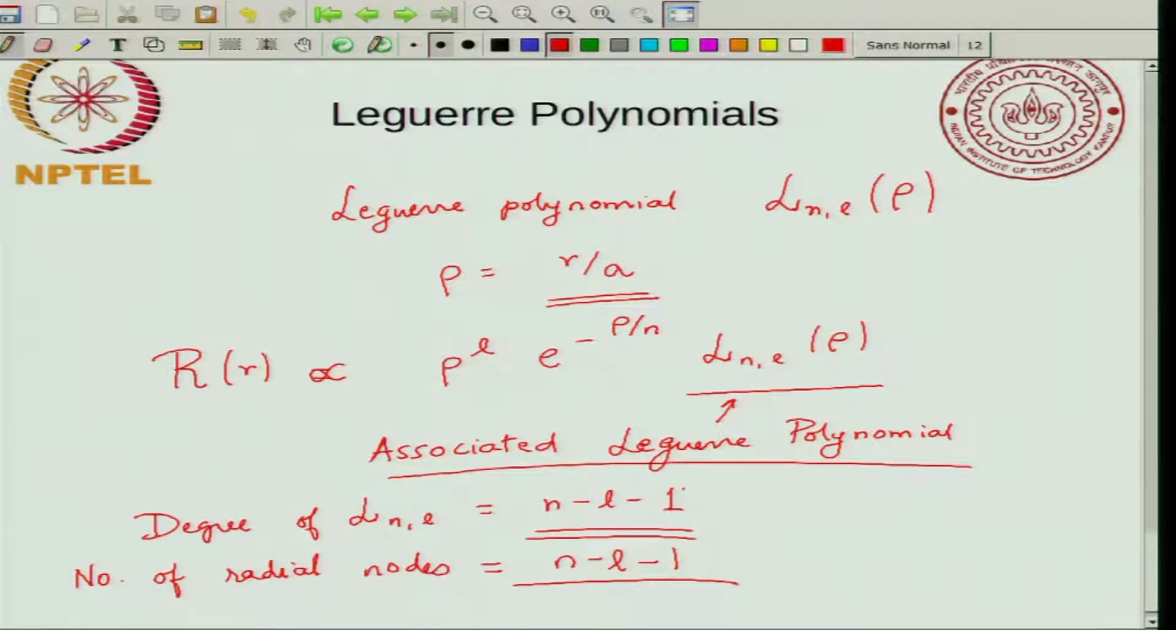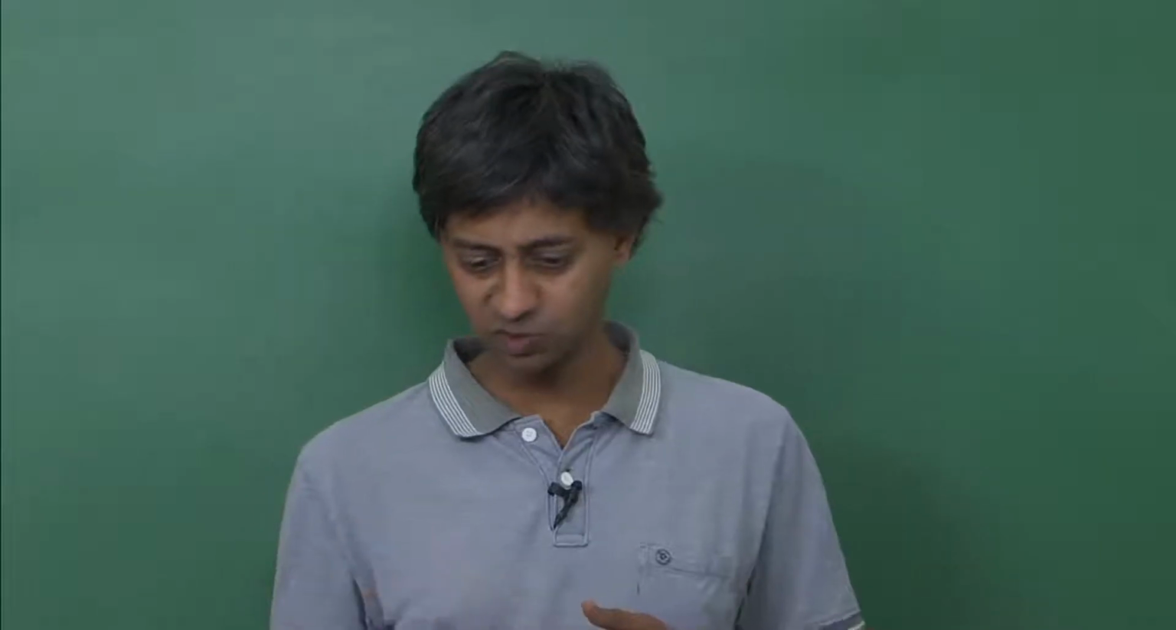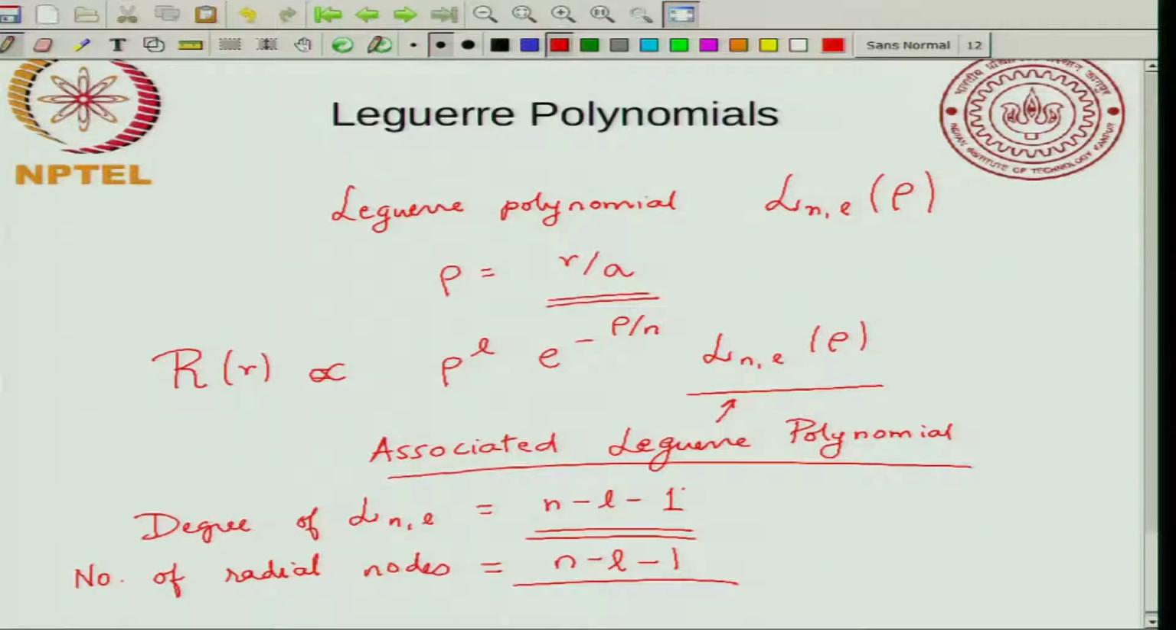This is a very useful result that you will see in your quantum mechanics courses. The other parts of R: rho raised to L goes to 0 only when rho equals 0. Similarly, e raised to minus rho by n goes to 0 only when rho goes to infinity, but it is this Laguerre polynomial that will give you the different nodes of the wave function.